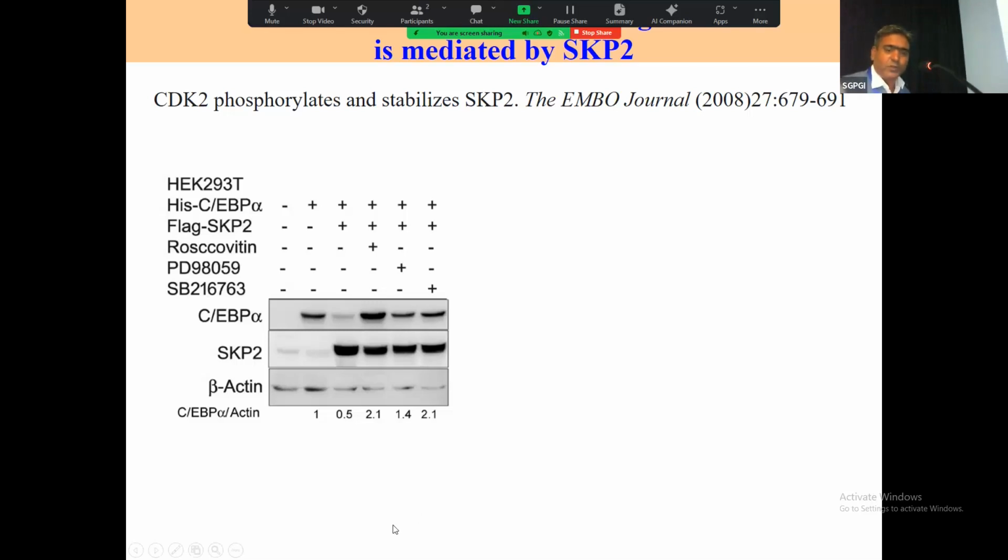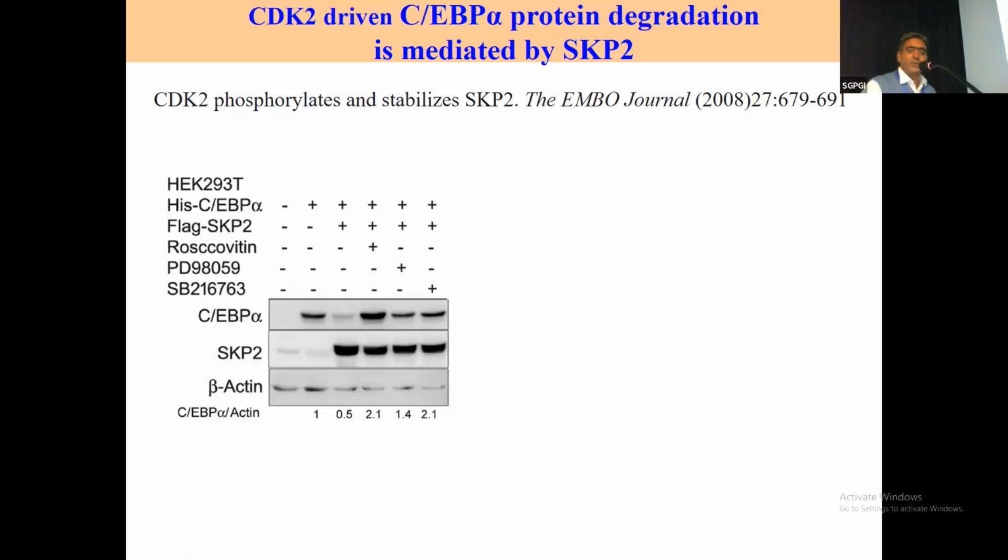So we took that into account and first tested: is it so or not? Here we found that when we overexpressed CBP alpha together with SKP2, CBP alpha was very nicely downregulated. In this condition, when we treated with roscovitine, even in the presence of SKP2, there was no inhibition; rather it was more stabilized. We also used some other inhibitors, PB for p38 and SB for GSK3, because these are two other kinases reported to phosphorylate CBP alpha. Here we observed that when we inhibit CDK2, SKP2 was unable to downregulate CBP alpha. So it gave us a clue that CDK2 might be downregulating CBP alpha by stabilizing SKP2, which in turn downregulates CBP alpha.